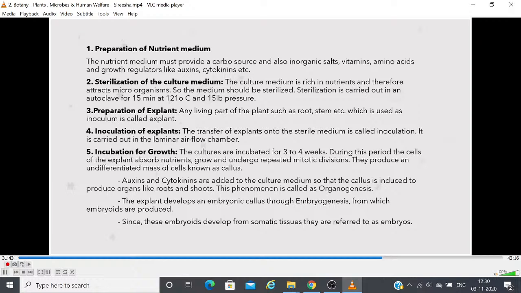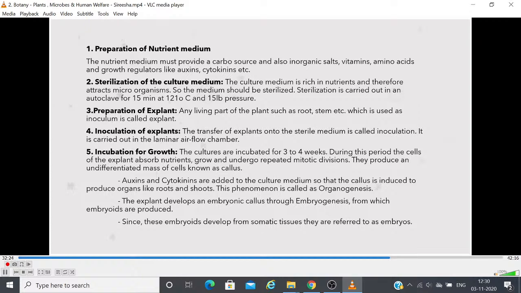It is carried out in the laminar airflow chamber. Because even after sterilization, if we remove the medium and keep it in the open air, the microbes are present, and there is a chance of all the microbes entering the medium again. So this transfer of explant onto the medium is done in a laminar airflow chamber. That chamber is very well sterilized, and there is no chance of microorganisms entering. In that chamber only we do the inoculation of the explant.